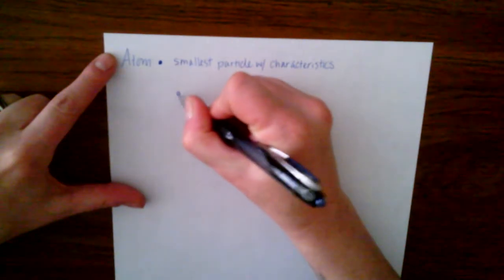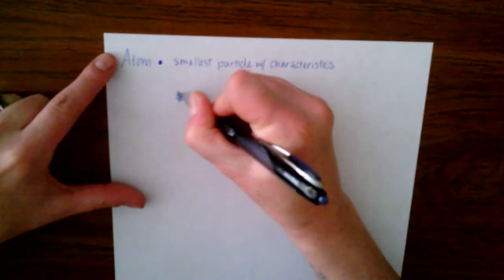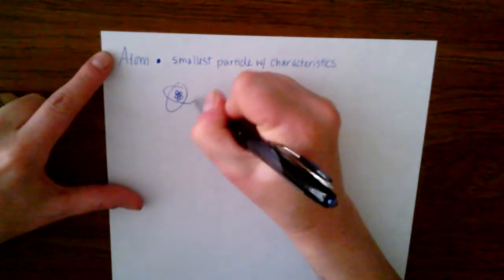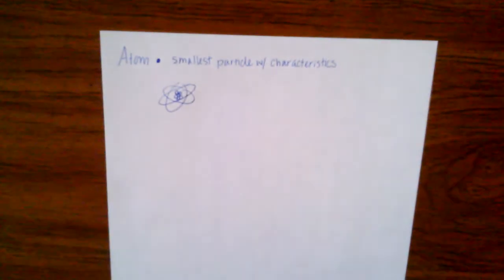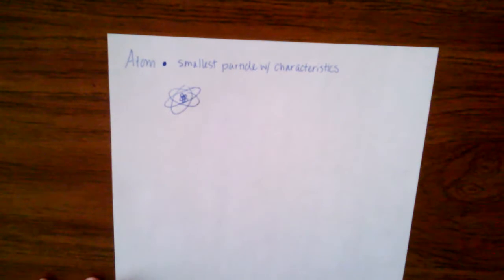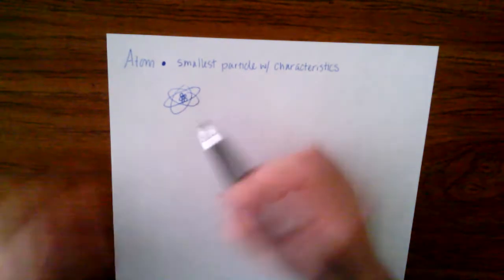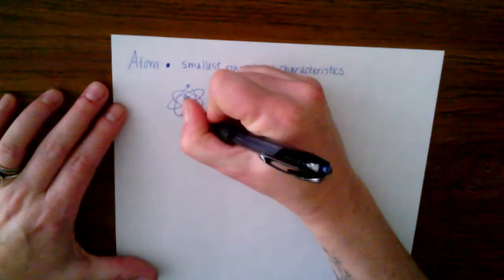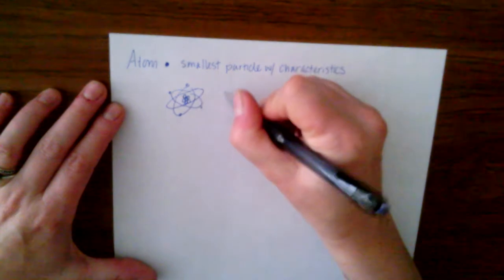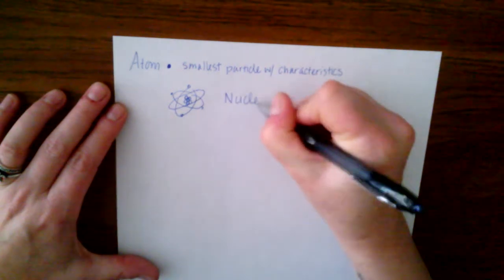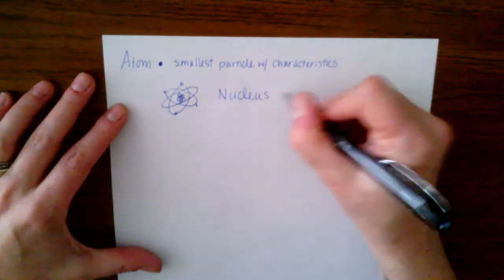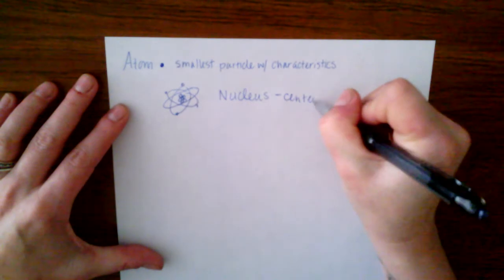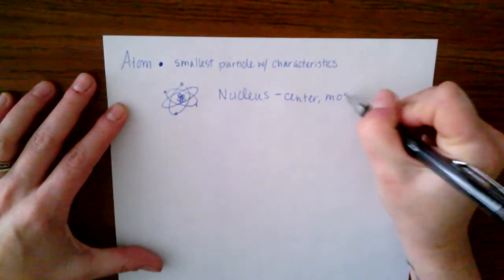Okay, so you've probably seen the little drawings of atoms before that show like the Jimmy Neutron symbol. And it's basically showing the nucleus and it's showing the electrons around it. Okay, so the nucleus is in the center. That's where most of the mass is.